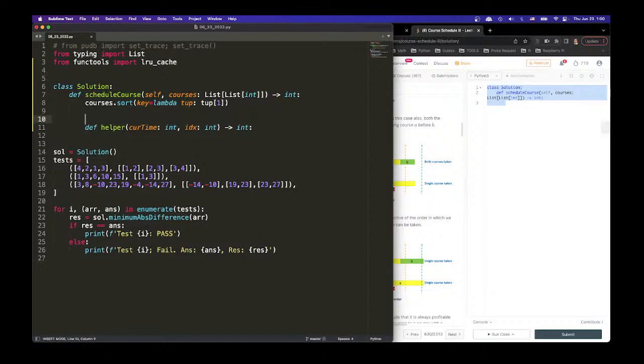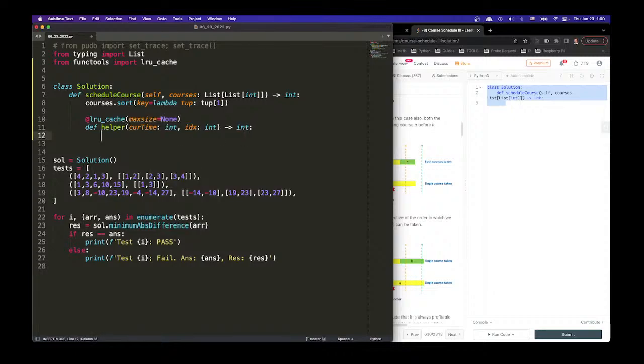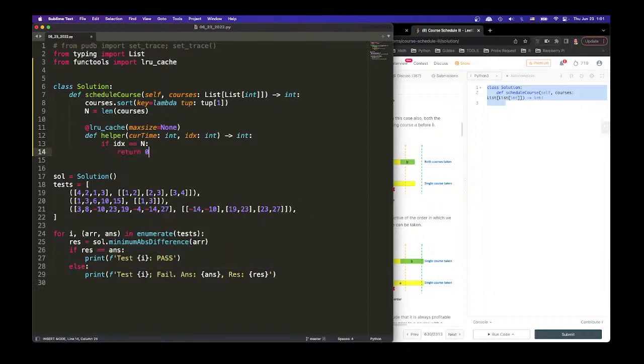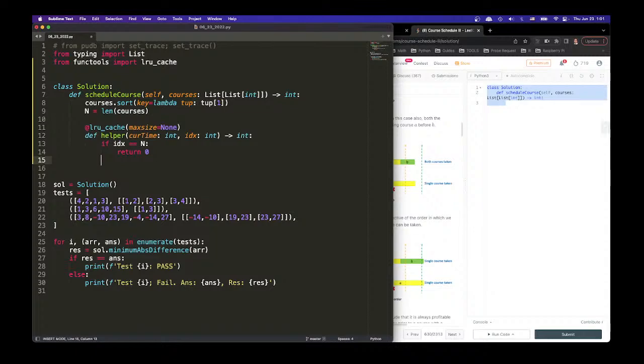Okay, so with this we say @cache, max size equals none, right? Index, say n equals len of courses, right? And say if index is equal to n, return 0. I've taken 0 classes, right? And then we have a starting time, we have an index, right? Now we just decide whether we can take it or not.